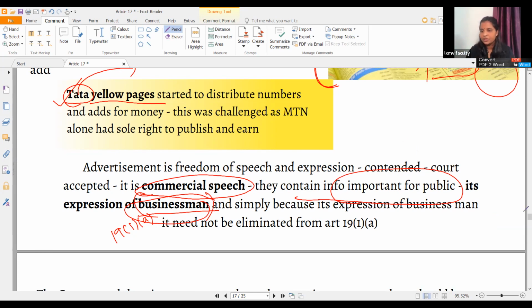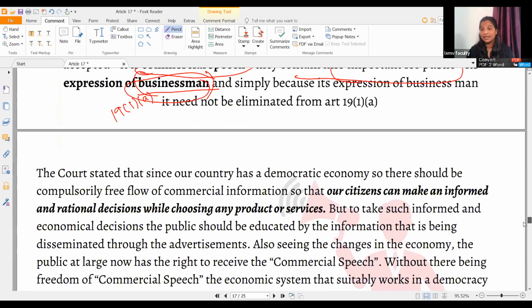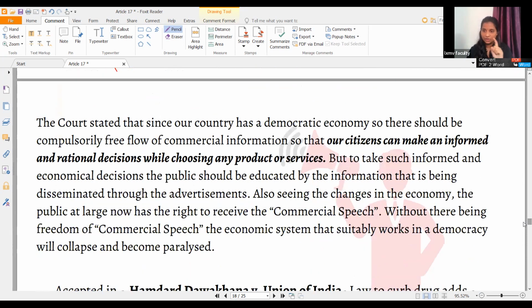That was the rationale. So how do you give a rationale whether a public commercial advertisement is protected under freedom of speech? First, yes, it is protected. Why is it protected? Because advertisement is a form of commercial speech. Why is it commercial speech? Because our citizens are informed about each product and they can make rational decisions. That will be your second point. Third point, just because a businessman is expressing his thought, you cannot cull it out from the protection. He is also a citizen.